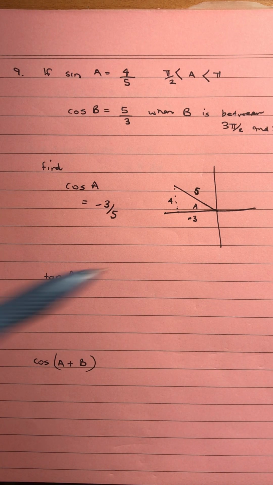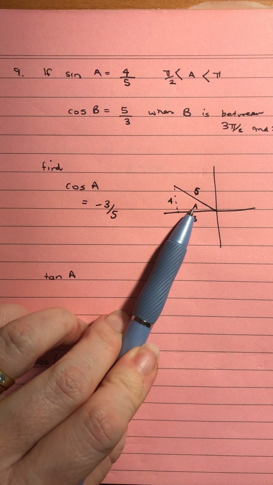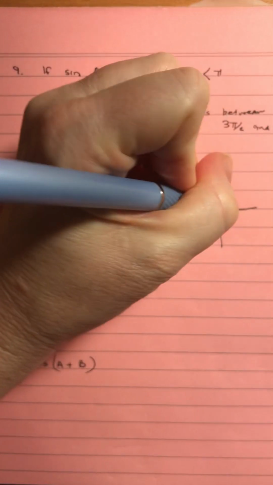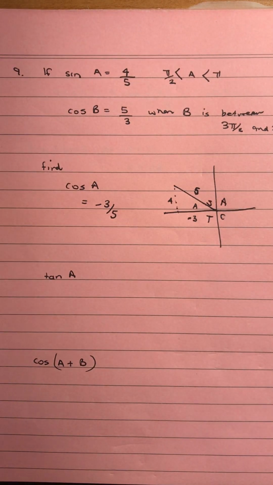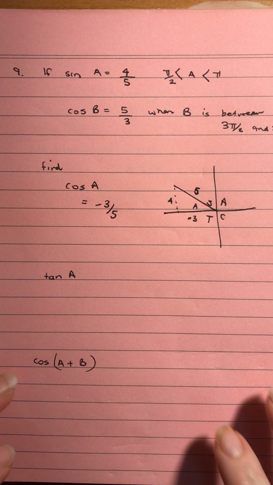We could also have, even if we didn't know that the 3 was negative, known that in that quadrant cos is negative, so we would have put a negative in front of it anyway. So kind of two ways to get to that.